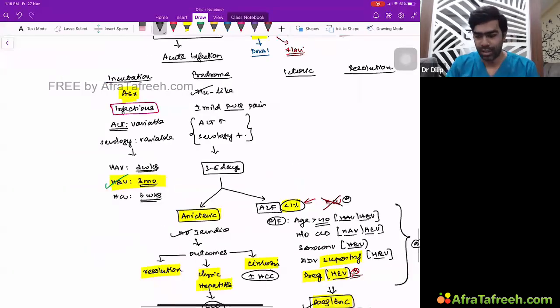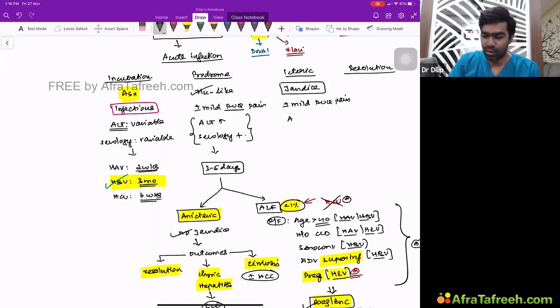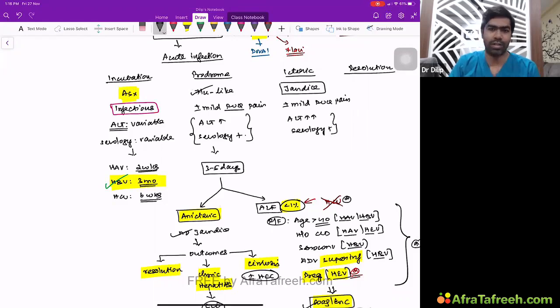And icteric phase. In icteric phase, the name tells it's icteric, so the patients will have jaundice for sure. The scleral icterus will be there. The patient's bilirubin will be high. At the same time, because of the viral hepatitis, they will have tender hepatomegaly. Because of that, they might have mild RUQ pain that is persistent. And of course, ALT will be significantly elevated during the icteric phase. And of course, the serology will be positive, where you can easily make a diagnosis here.